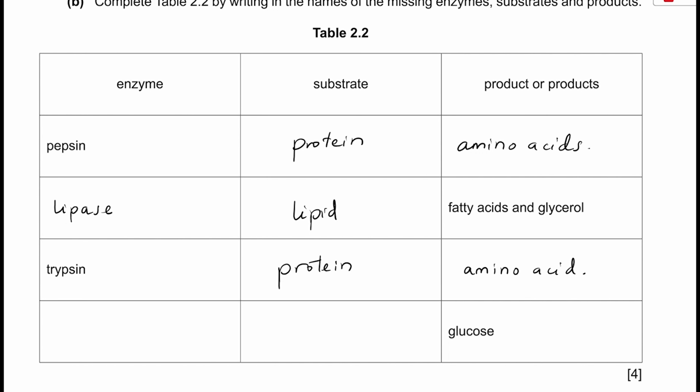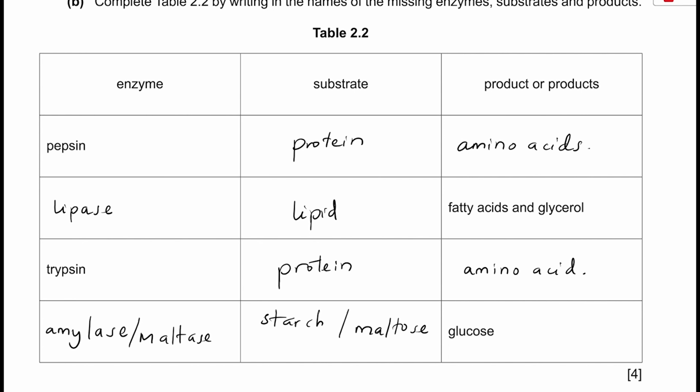Amylase. Or the substrate can be maltose, and the enzyme can be what? Maltase. So we have different substances. We can say starch is the substrate and amylase is the enzyme. Or you can use maltase as the enzyme and maltose as the substrate.